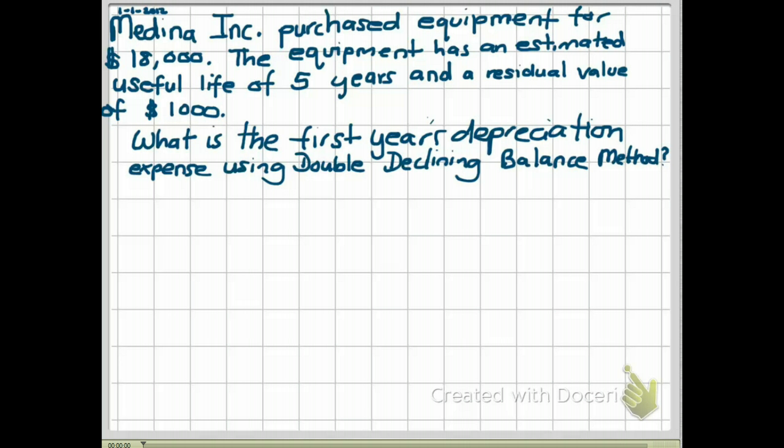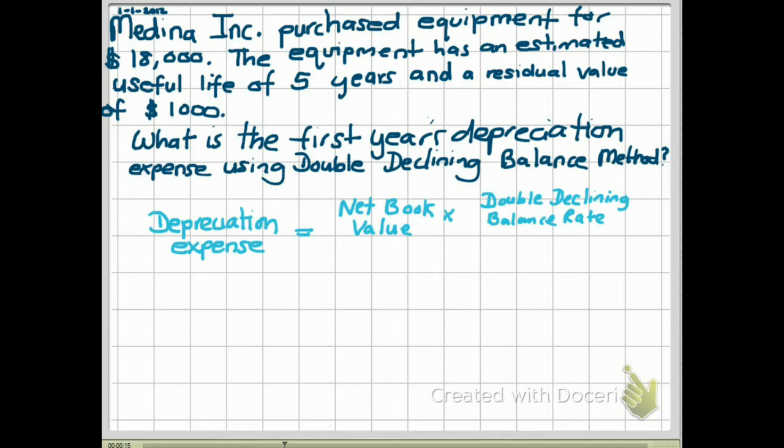We're going to use the same example here as for the straight line method, but we're going to calculate depreciation using the double declining balance method. So it says on 1/1/2012, Medina Inc. purchased equipment for $18,000. The equipment has an estimated useful life of 5 years and a residual value of $1,000. What is the first year's depreciation expense using the double declining balance method?